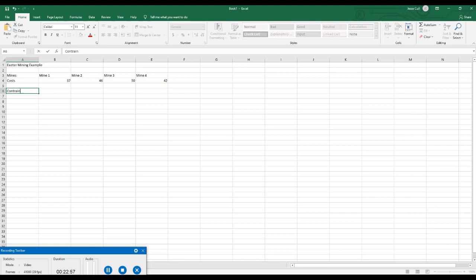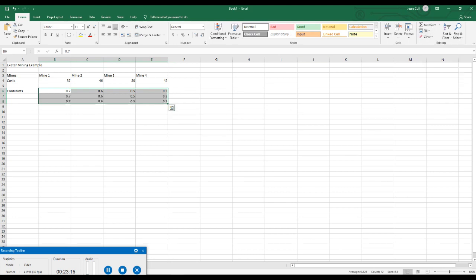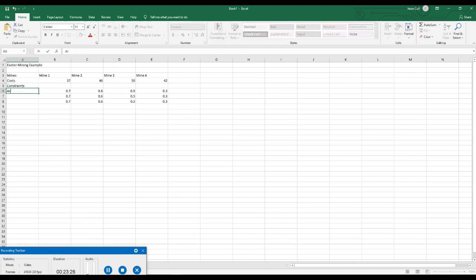And now our constraints down here, we have 0.70, 0.60, 0.50, 0.30, and each of these we can fill down because we know it's identical in this situation. Constraints should be here. The first one is Armco requirements, Best required, Corecom required.